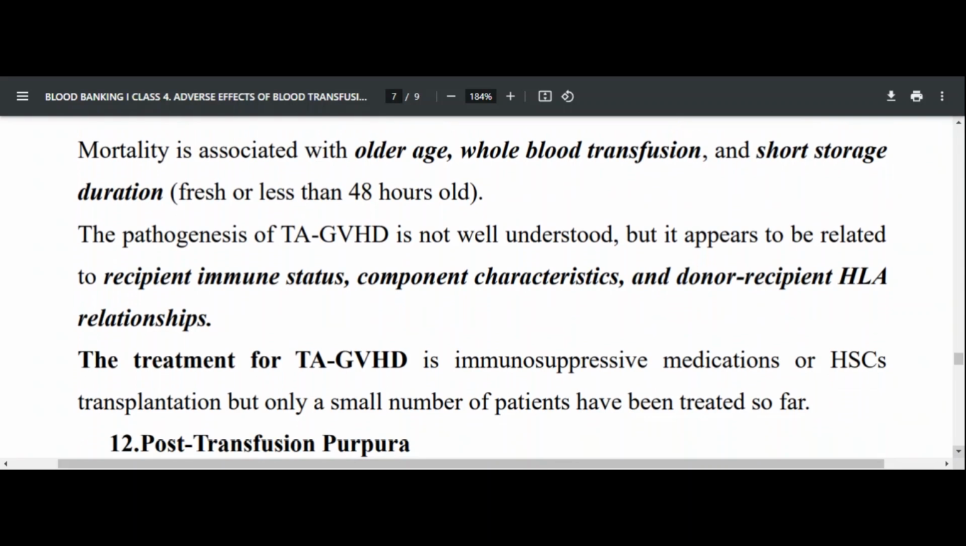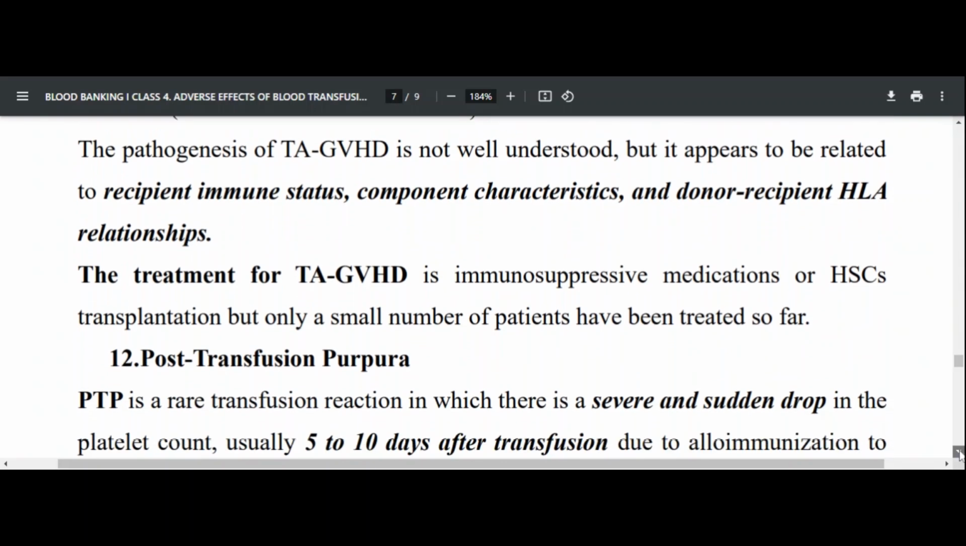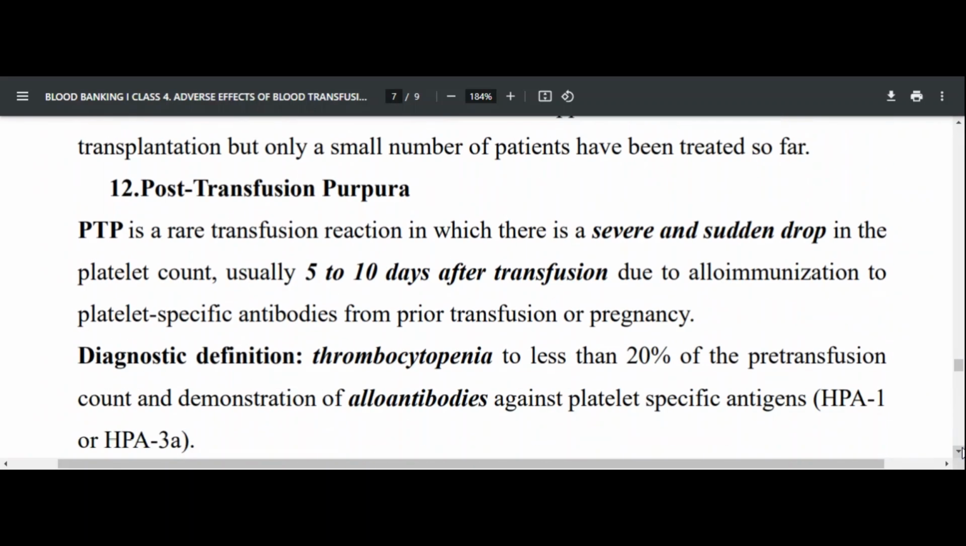So I'm just explaining that one like that, because you know that we've been talking about this one several times, and we are still talking about it later as well. So that is a common thing in blood transfusion sciences. And then finally, we have what you call post-transfusion purpura.